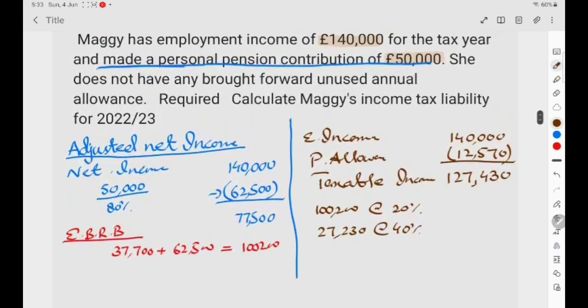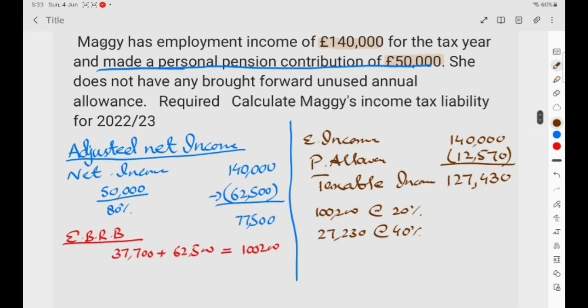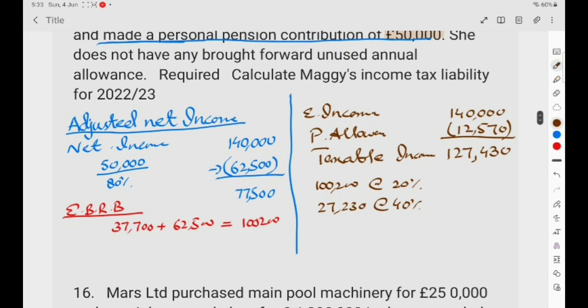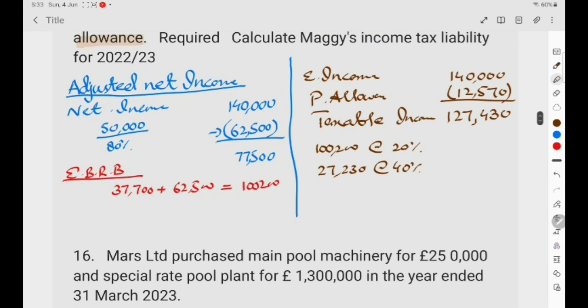Now next thing is we have to consider the annual allowance charge. In the question, they have mentioned that she does not have any brought forward unused allowance. So we know that if the gross pension contribution is in excess of 40,000, the gross pension contribution here in this question we have is 62,500, and how much of this is in excess of the annual allowance? This is 40,000.